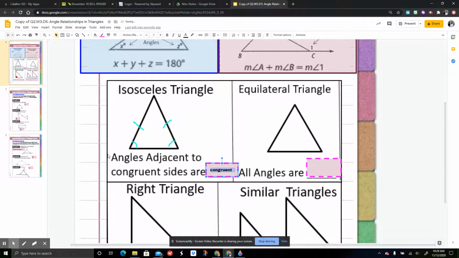So in an isosceles triangle, angles adjacent to congruent sides are congruent. An equilateral triangle, all sides are congruent to each other and all angles are congruent to each other. So all angles are congruent.